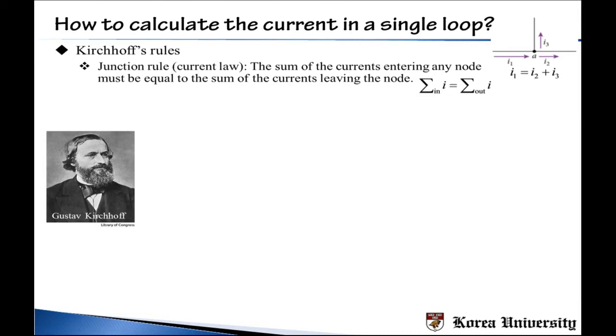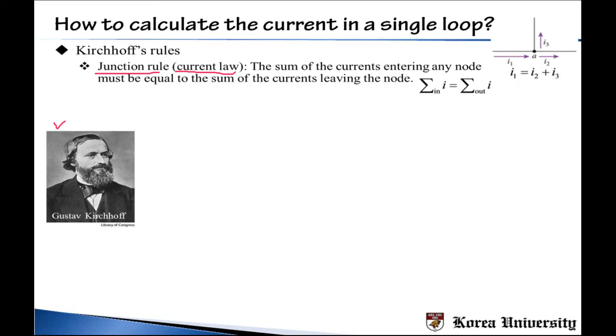Okay, suppose you have now set up your EMF device in the circuit and the current starts to flow. Then what next? Then you should be able to calculate the amount of current in your circuit. There are several rules you may find convenient in calculating the current, and some of them are given by this gentleman here, whose name is Kirchhoff. He was a German physicist, and his first rule is called the junction rule, and is also called the current law because it's directly dealing with the current.